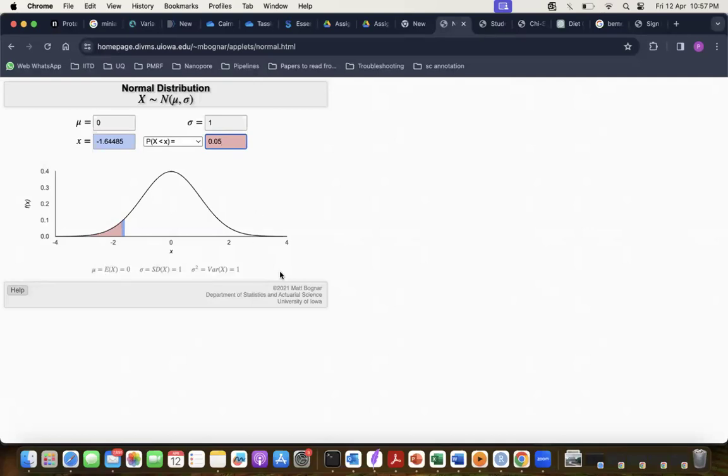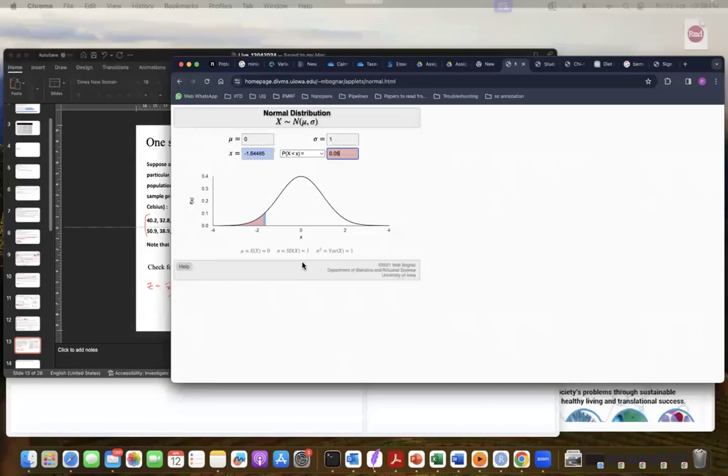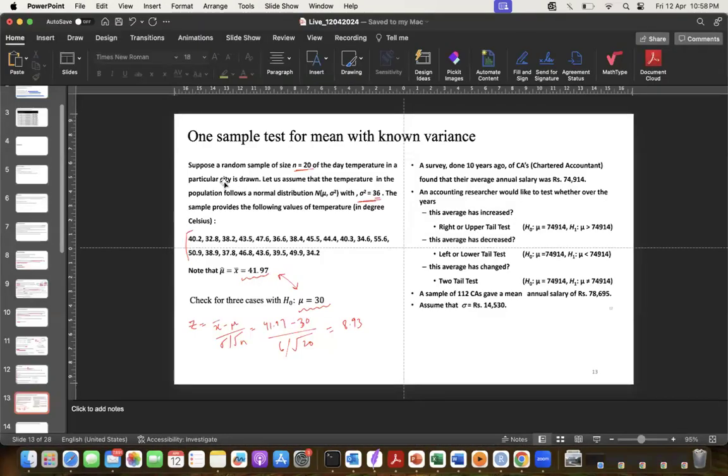So in either case, here our value, which is 8.93, is not lying in the shaded region, right? So we can say that the population mean is not less than 30 at least. That is what we can say for sure. But greater than 30, well, it is going to be greater than 30, right? Does this make sense?